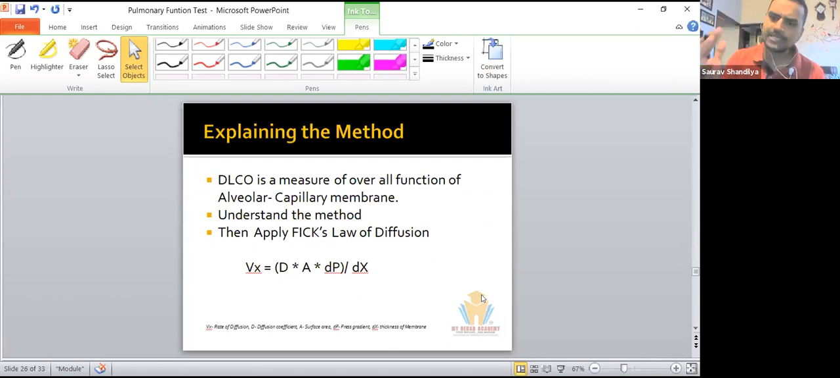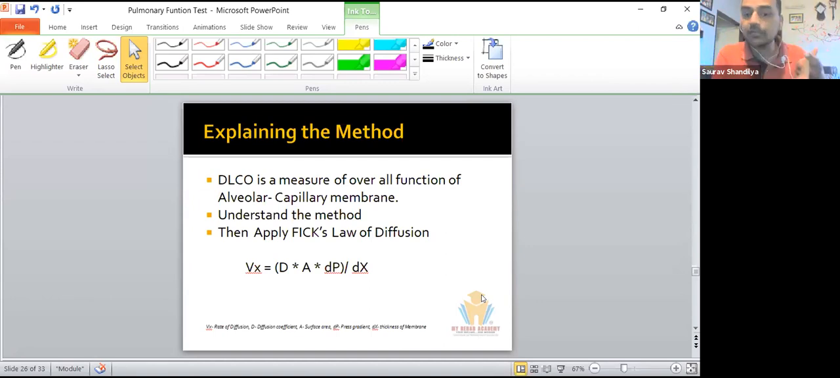Very simple. Carbon monoxide has a very high affinity for hemoglobin, very high, much more than oxygen. And it's a highly poisonous gas. So every time we breathe in, normal method, I'm telling you, it is a measure of overall function of the alveolar capillary membrane. I'll explain very properly how it matters. Suppose we are breathing in, the simple method: breathing in, 10 second hold. After exhalation, the first liter is waste, we have to remove it. After the second liter, we have to check what is the concentration of carbon monoxide in that. Okay, so that way we find out how much carbon monoxide has gone inside the blood.